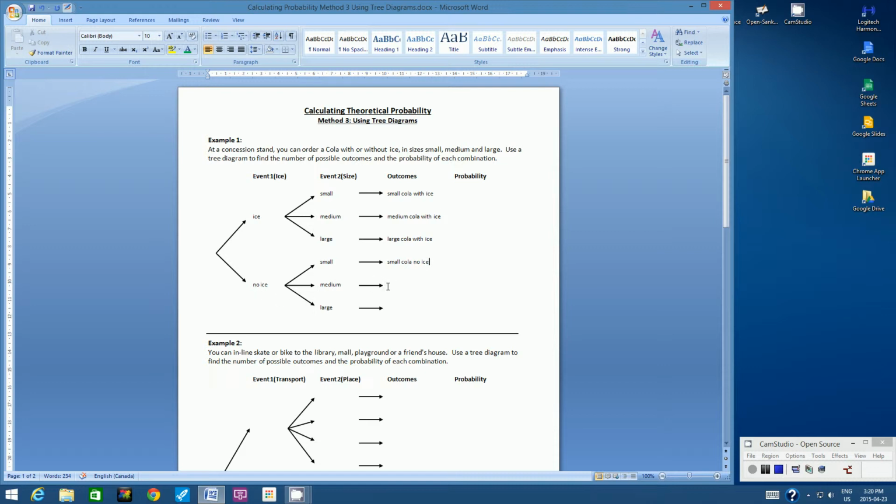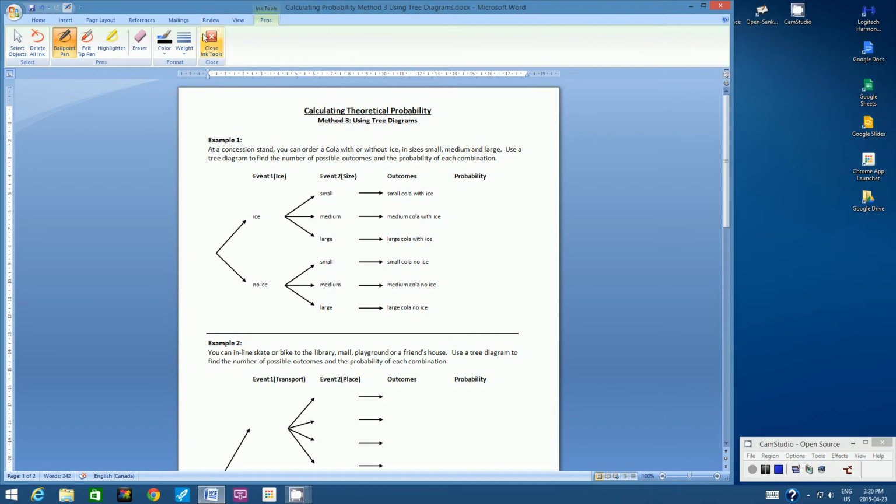All right, so what's the next outcome going to be? We travel down the no ice branch, and then we go across the medium branch. So this outcome is going to be medium cola, no ice. And then if you could figure out the last outcome of this probability tree, it is large cola, no ice. Okay, so we have most of the tree figured out. All right, so the next step is we have to write down our probabilities along every branch.